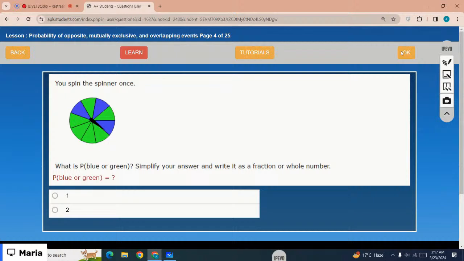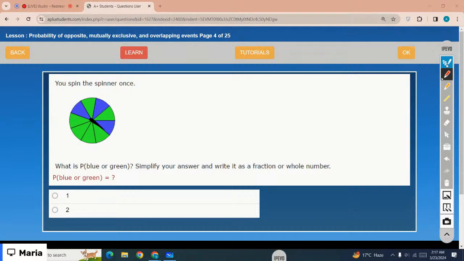You spin the spinner once. What is the probability of blue or green, right? So they are mutually exclusive events, they cannot occur at the same time. The probability of blue is 3 over 9. The probability of green is 6 over 9. When you add them, that is 9 by 9 equals 1. That means the probability of blue or green is 1. The correct option is 1.